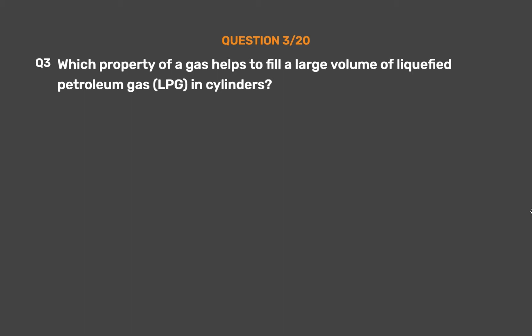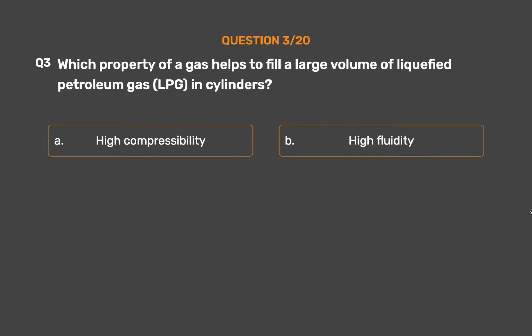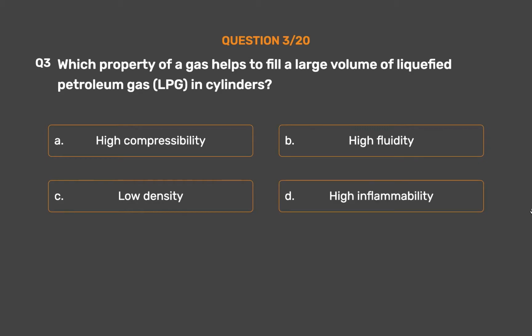Question number 3. Which property of a gas helps to fill a large volume of liquefied petroleum gas, LPG, in cylinders? Option A. High compressibility. Option B. High fluidity. Option C. Low density. Option D. High inflammability.